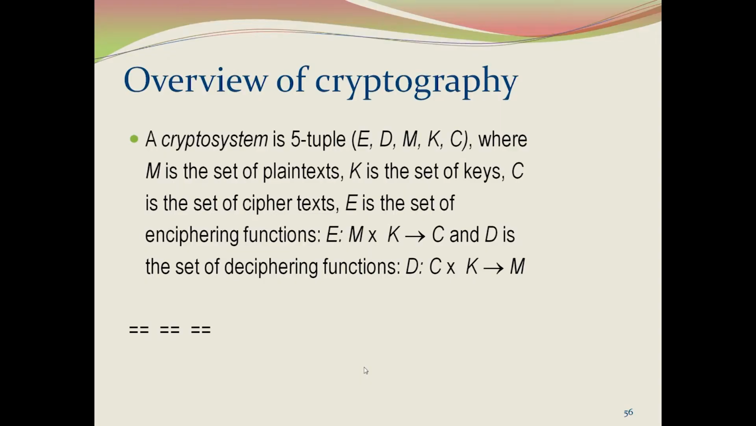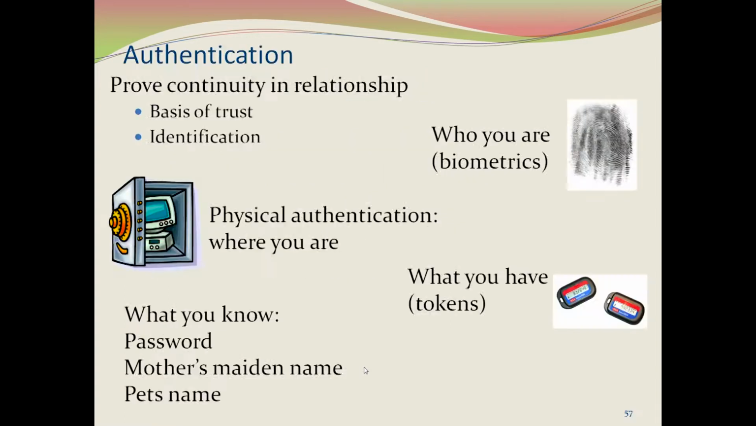So, a crypto system is a 5-tuple (E, D, M, K, C), where M is the set of plain texts, K is the set of keys, C is the set of ciphertexts, E is the set of enciphering functions, and D is the set of deciphering functions. And since K is the set of keys, it may be different for different types of crypto systems. Okay, no problem. So, we can go to the next.